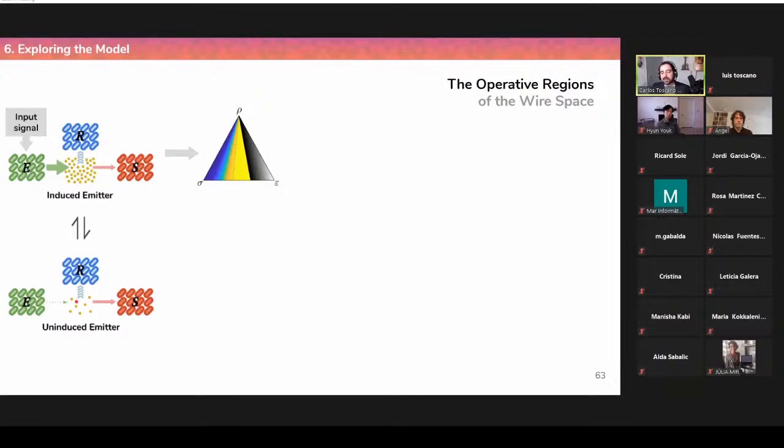And it turns out that this is associated with another representation of the wire space. In this case, this scenario means that no matter the proportion that you choose for your culture to have between the emitter and receptor strains, your receptors are not going to be induced, which is reasonable given this scenario.